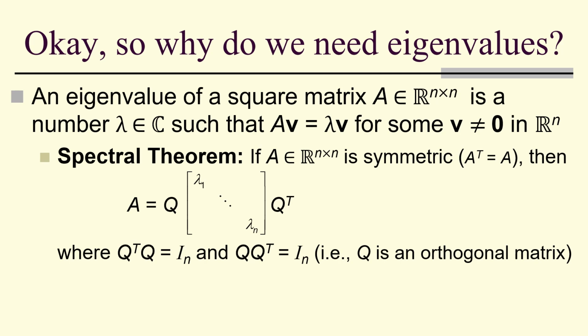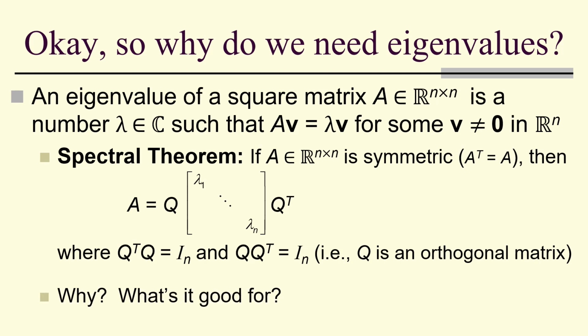Now that leads us to a thing called the spectral theorem. If A is a symmetric square matrix, A is equal to its transpose, then A is equal to Q times this diagonal matrix times Q transpose, where Q transpose times Q is the identity and Q Q transpose is the identity. In other words, we say that Q is an orthogonal matrix.